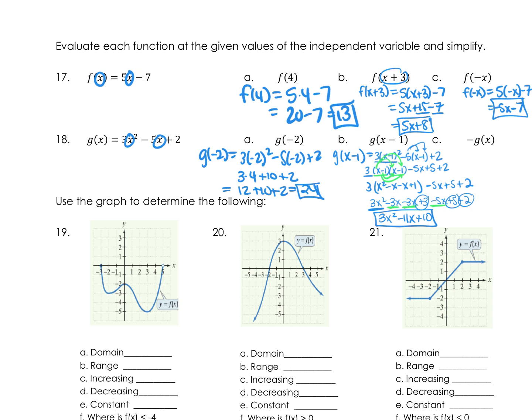Now this one's a little tricky because it's negative g of x. So instead of plugging in negative x, this is literally just g of x with a negative in front. So g of x, remember, is this right here. That's g of x. So we're just going to take that and stick a negative in front of it. That's different than g of negative x, just FYI. So we're going to take g of x and just stick a negative in front of it. So it'll be negative 3x cubed plus 5x minus 2.